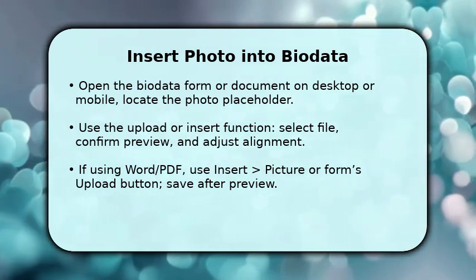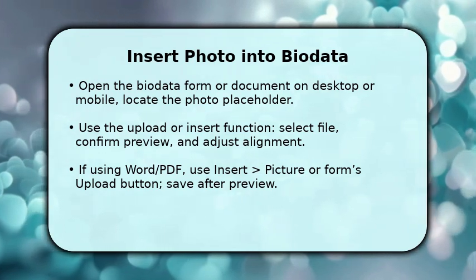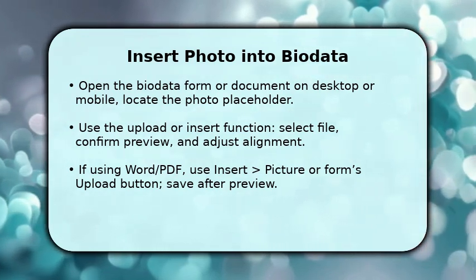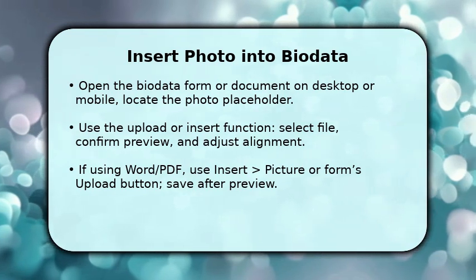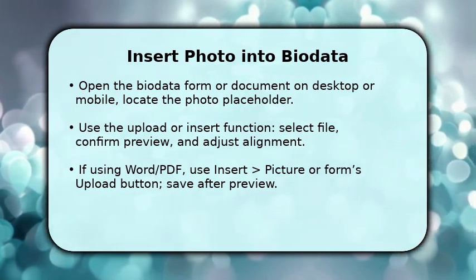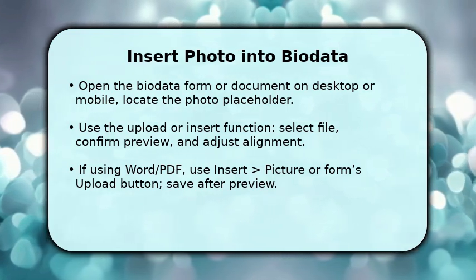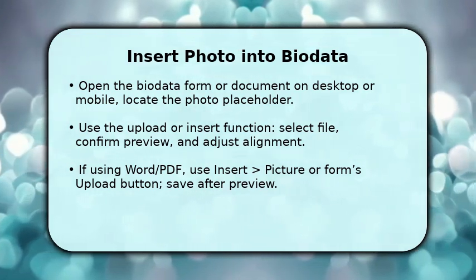Click the control, select your prepared file, and wait for the preview to render so you can confirm framing and alignment. Make small adjustments, resize or recrop in the preview until it fits the designated box. Once satisfied, commit the change and move quickly to save the document or submit the form to avoid losing edits.